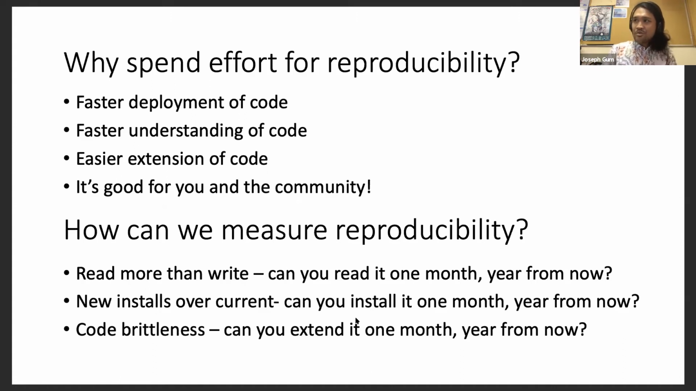So why spend the effort for reproducibility? You have faster deployment of your code. You have faster understanding of your code. It's easier to extend your code in the future, and it's good for you and the community. So how can we measure reproducibility? I generally define this as: can you read it more than you can write it? Can you read it 1 month, 1 year from now? If after a 48-hour coding binge you wake up the next day and you don't know what the hell you wrote, that's a very bad sign for your code.